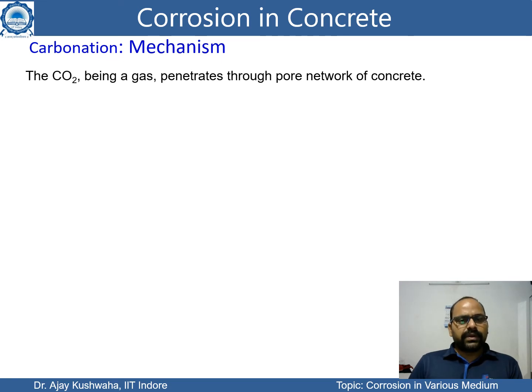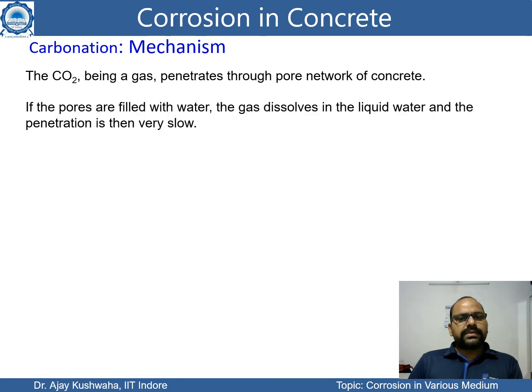How it is happening, what kind of mechanism is involved there, we can understand here. So the CO2 as a gas penetrates through the pore network of the concrete. Since we know the pores are there, through the pores CO2 can reach the steel structure. If pores are filled with water, the gas dissolves in liquid water and the penetration is then very slow. But if we have a very dry structure, then CO2 can easily reach the steel bar.